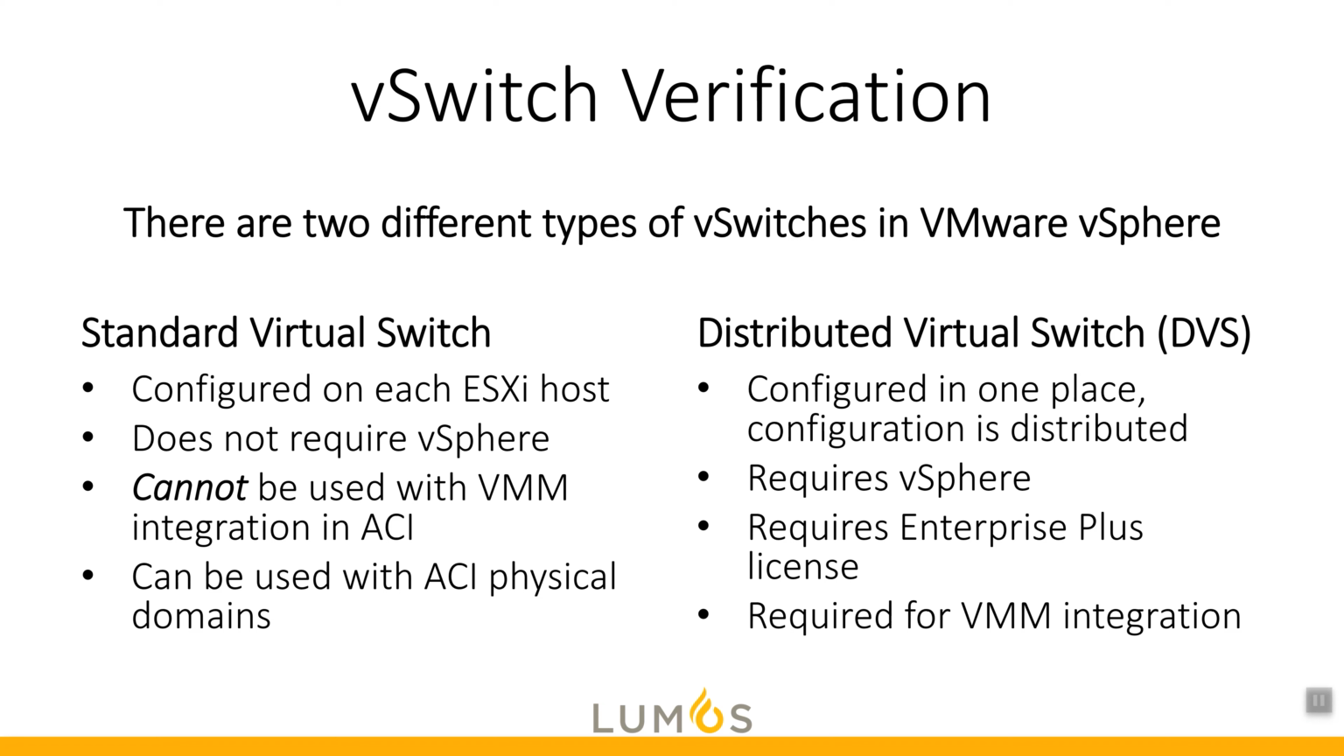But if you don't have any integration configured between ACI and VMware, that's okay. You can either use the distributed virtual switch or you can use the standard virtual switch. And you just configure those two items separately without any coordination of policy. And that's fine. A lot of shops still do it that way.